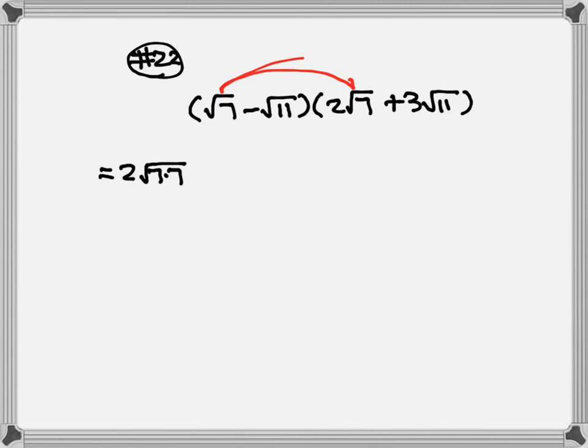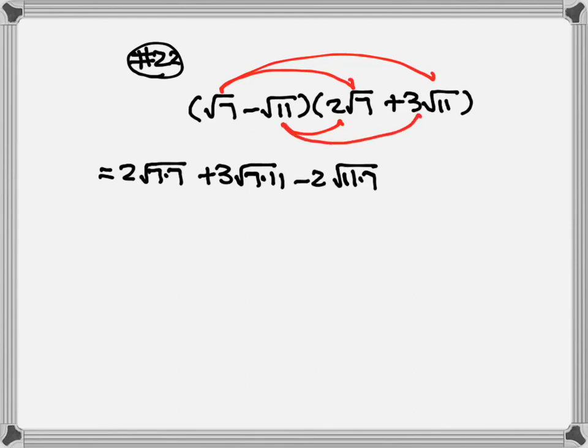Step 2, multiply these two numbers. 3 is outside, so plus 3. Inside we have 7 times 11. Step 3, multiply this. We have negative and the 2, so it'll be negative 2 outside. Inside we have 11 times 7. Step 4, multiply these two numbers, negative sign, and 3 is outside, so we have negative 3. Inside we have 11 times 11.